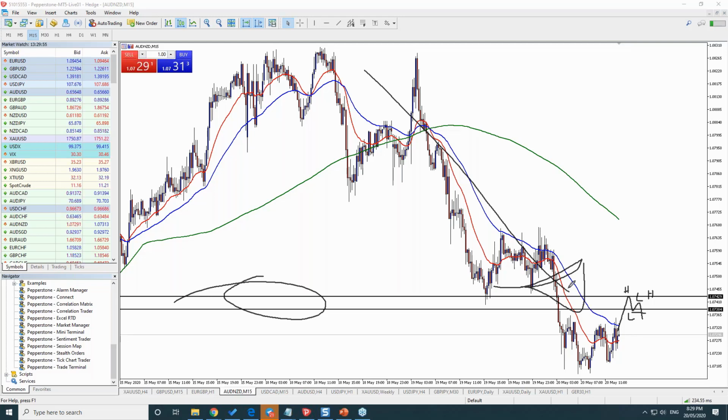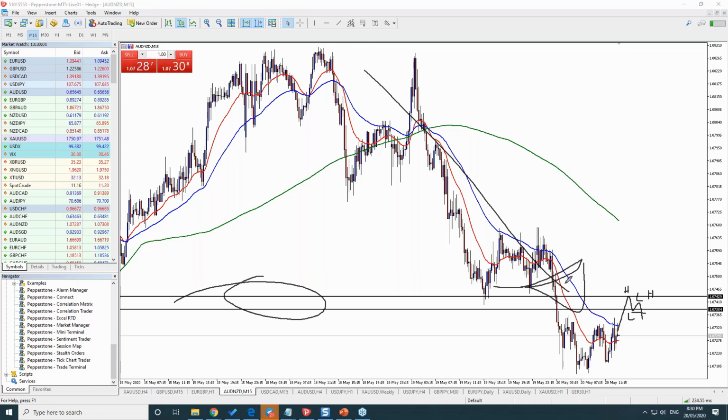Can you use these same kind of concepts on the indices? Yes, but not the S&P 500 at the moment. Actually, can we just go back to the hour Aussie New Zealand?